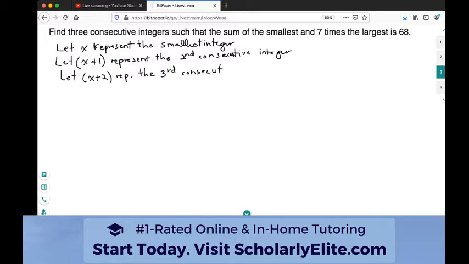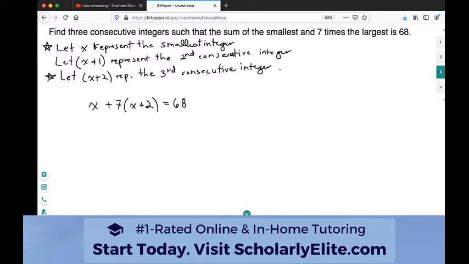Now, instead of telling us how much these integers add up to, they've given us a more complex way of describing it. So, find the 3 consecutive integers such that the sum of the smallest and 7 times the largest is 68. If we know that the smallest number is x, that's our first part. And then 7 times the largest. The largest is x plus 2, because that's the third number in the consecutive. So then I'm going to say plus 7 times x plus 2. And all of that equals 68.